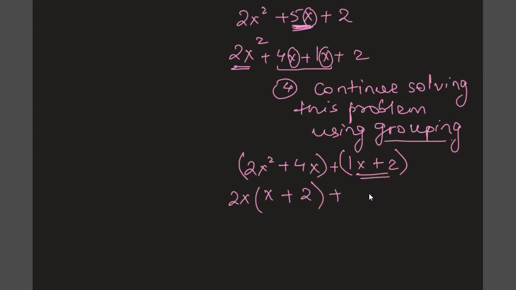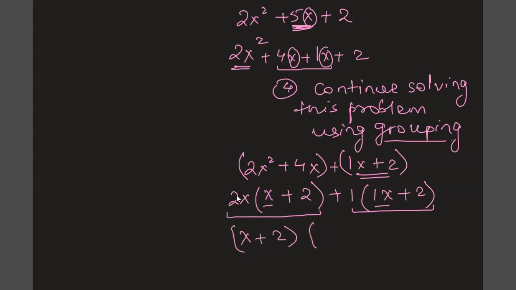Here I have nothing in common, no variable and no number. So if nothing is in common, I take out one common, and I'm left with 1x plus 2 as is inside. It's a 1x or it's just x. It just means the same thing. So in this step, I can see that I have two terms, both have x plus 2 as a common bracket. I take out x plus 2, my common bracket. I'm left with 2x plus 1. And this is how I got my final answer.